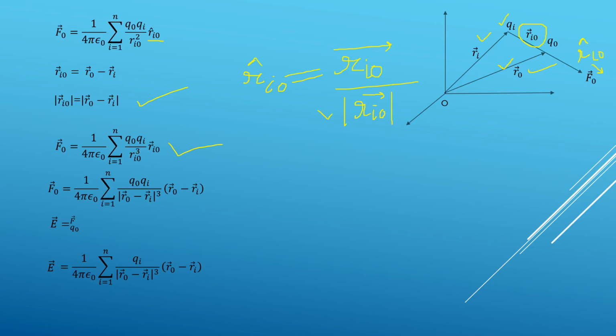And F naught, when we put these values, we will get F naught equal to 1 upon 4 pi epsilon naught, sum of Q naught Qi over mod of R naught minus Ri cubed, times R naught minus Ri. And electric field is F by Q naught. If we divide this expression by Q naught, we will get this expression. This is the expression for electric field in terms of position vector.